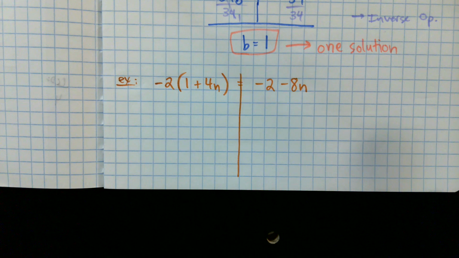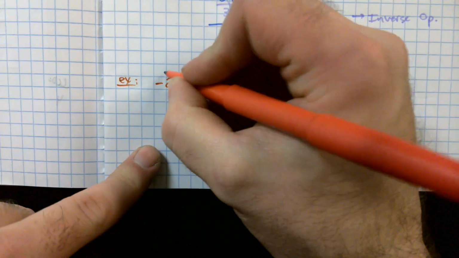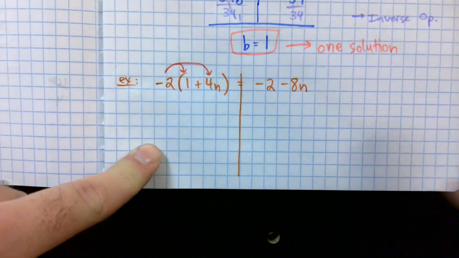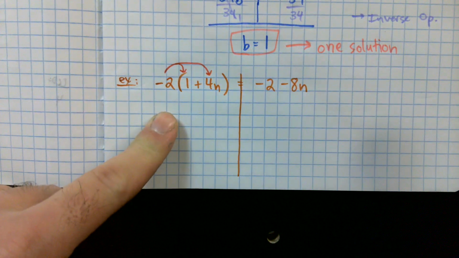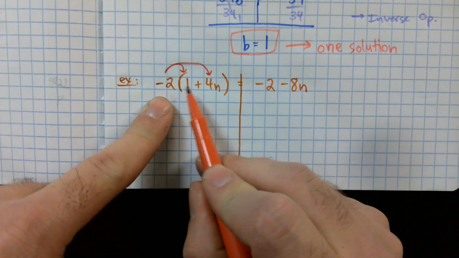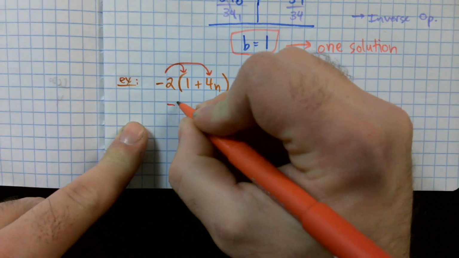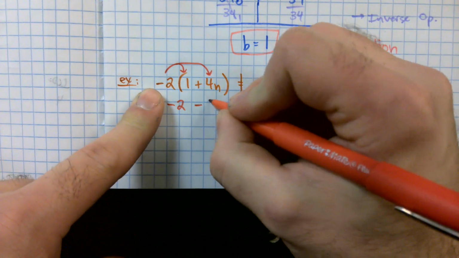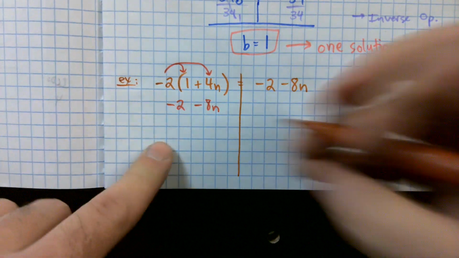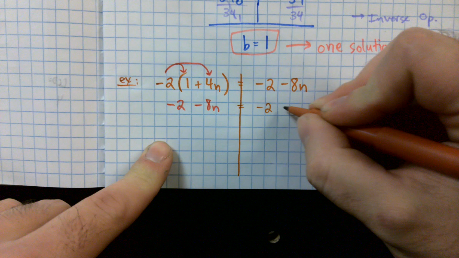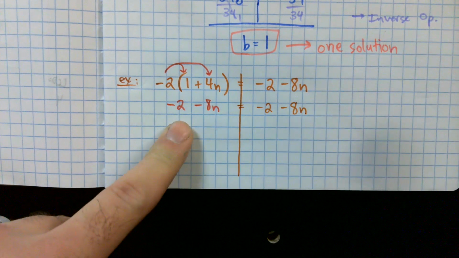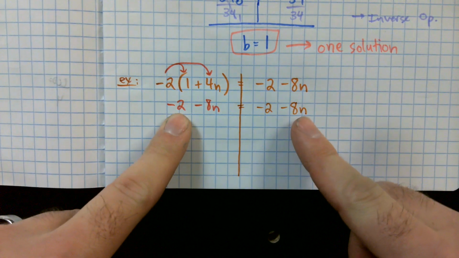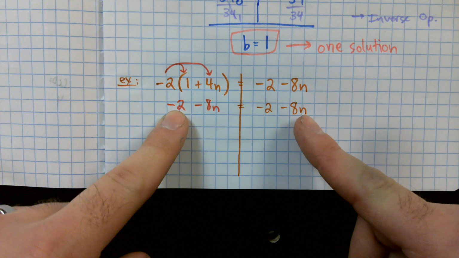What am I distributing here? What number is getting distributed? Negative 2, okay? Now take a look. Negative 2 times 1 gives me negative 2. What's negative 2 times 4n? Negative 8n. Right away, what do you notice here? It's the same. The left side is the exact same expression as the right side.